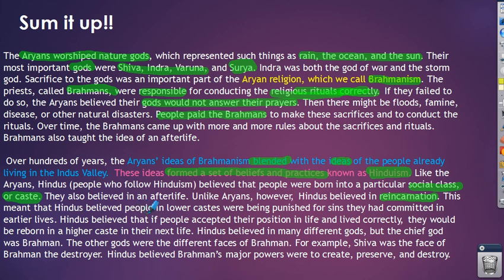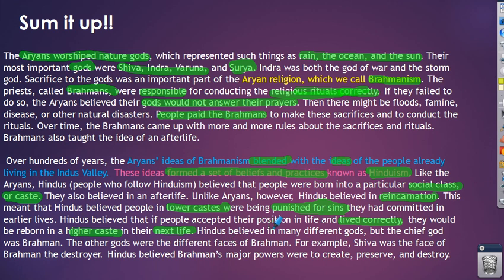This meant that Hindus believed that people in a lower caste were being punished for the sins that they had committed in their earlier life. So basically, if you were low on their social pyramid, then the Hindus believed that you were being punished for the sins you committed in the life you lived before. You would have been a bad person, you died, and when you were born again, you were born into a lower caste. Hindus believe that if people accepted their position in life and lived correctly, they would be reborn into a higher caste in their next life.